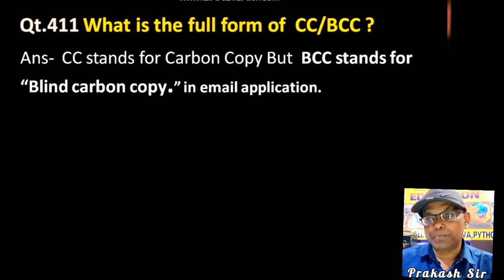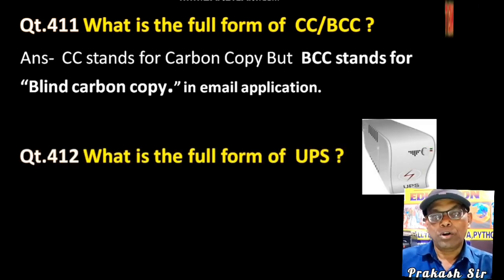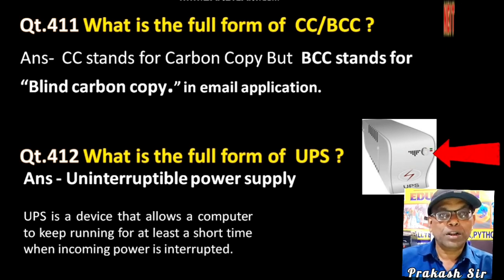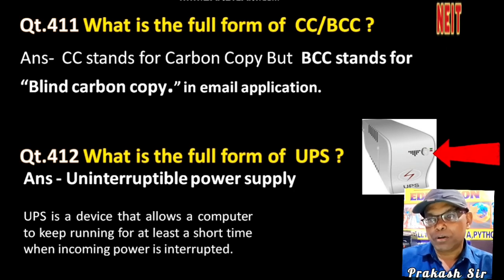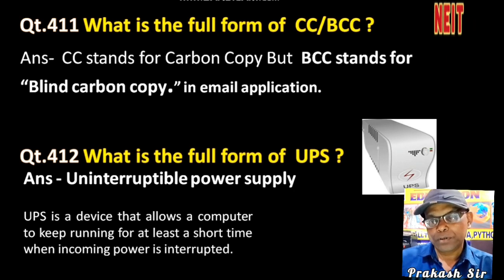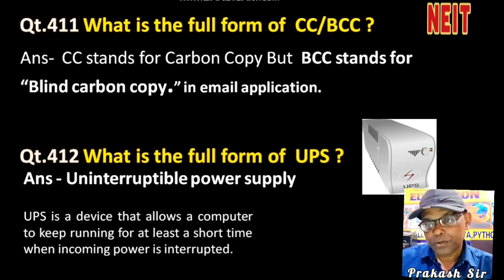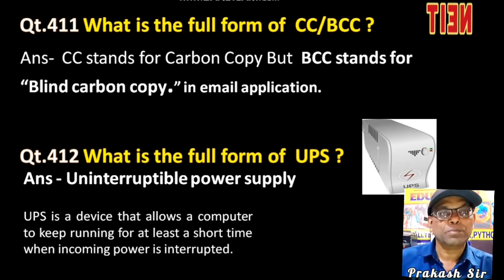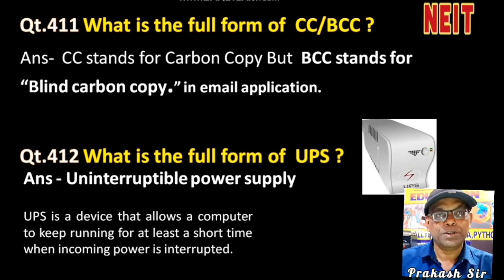What is the full form of UPS? Uninterruptible Power Supply. Whenever there is an electrical interruption, then we use UPS to supply backup power to run the computer. So UPS is hardware that allows a computer to keep running for at least a short time when incoming power is interrupted. There are different types of UPS we use: standby UPS, line interactive UPS, double conversion UPS, delta conversion UPS, modular UPS, constant voltage transformer UPS. These are the different types of UPS normally we use.